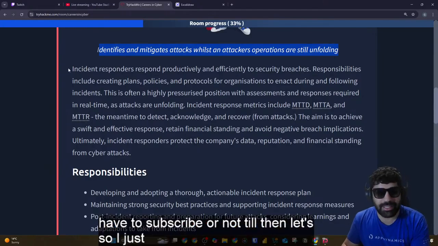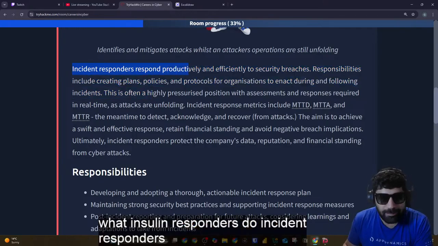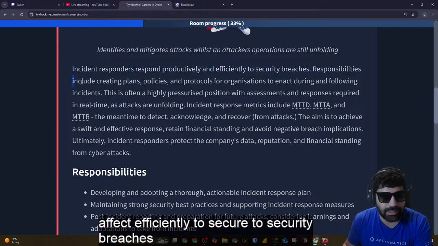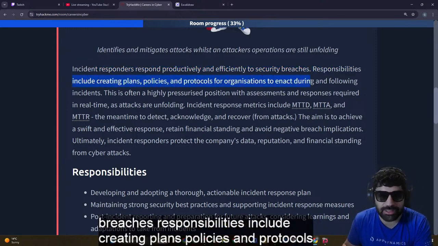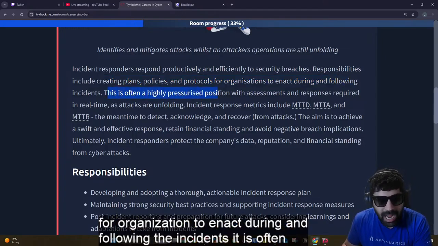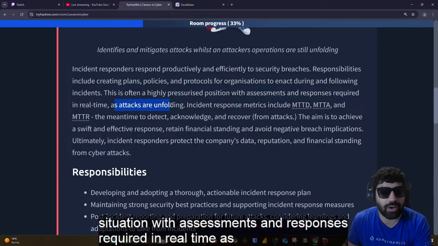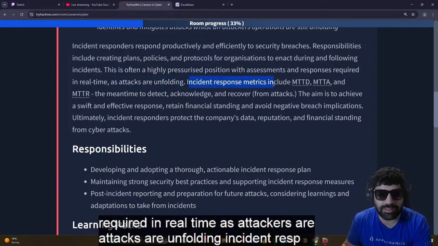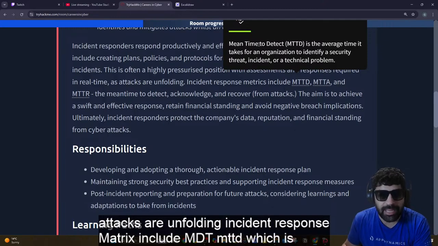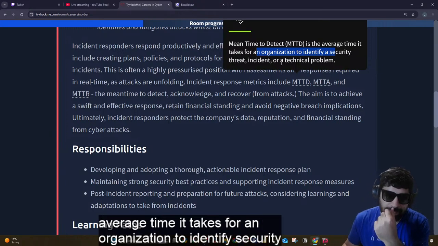So I just want to give you that idea, and let's now understand what incident responders do. Incident responders respond proactively and efficiently to security breaches. Responsibilities include creating plans, policies, and protocols for the organization to enact during and following incidents. It is often a highly pressurized situation with assessments and responses required in real time as attacks are unfolding. Incident response metrics include MTTD, which is mean time to detect, the average time it takes for an organization to identify a security threat, incident, or a technical problem.